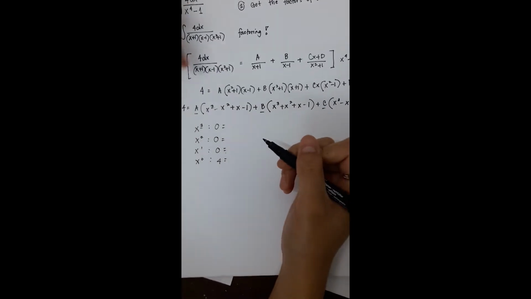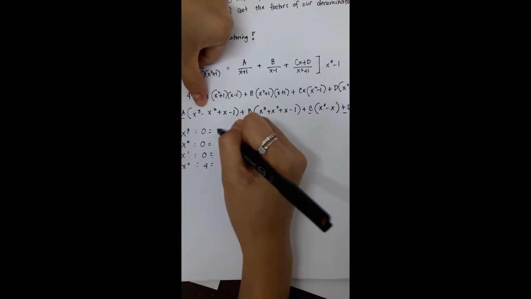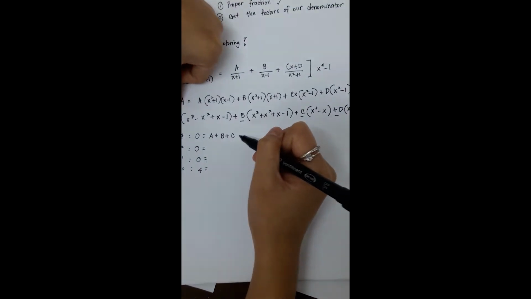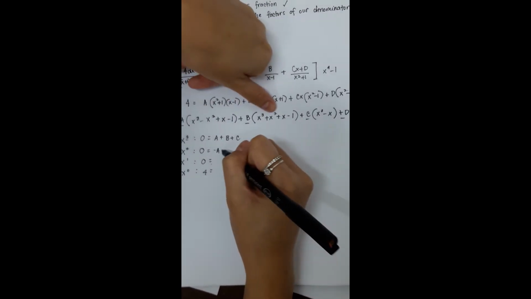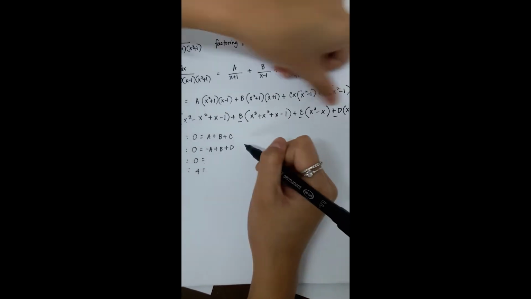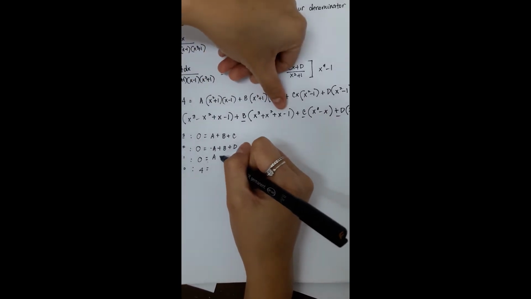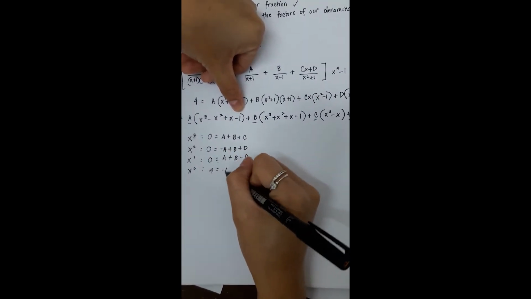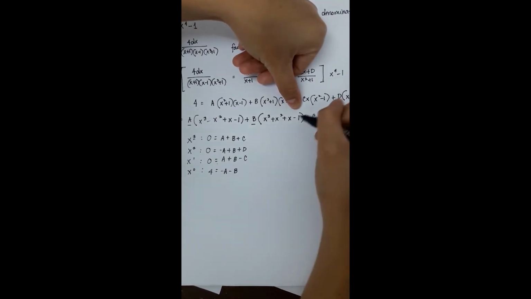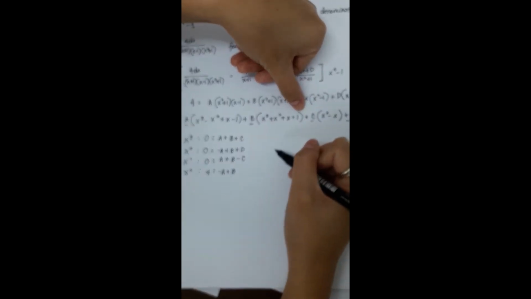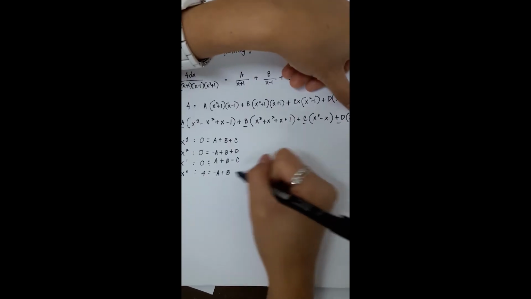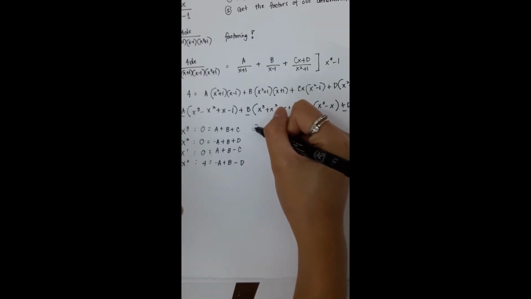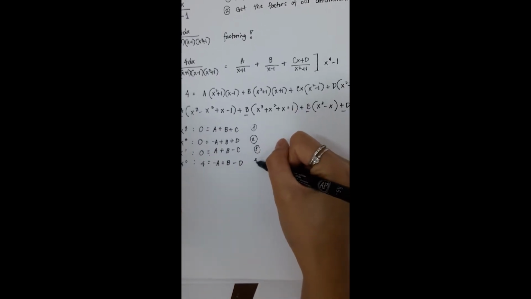Now getting the constants of the following terms on the right side of the equation, we have for x cubed: A plus B plus C, and no D. For x squared we have negative A plus B plus D. For x we have A plus B minus C. And for the last one, negative A plus B minus D. Now let's name these equation 1, equation 2, equation 3, and then equation 4.